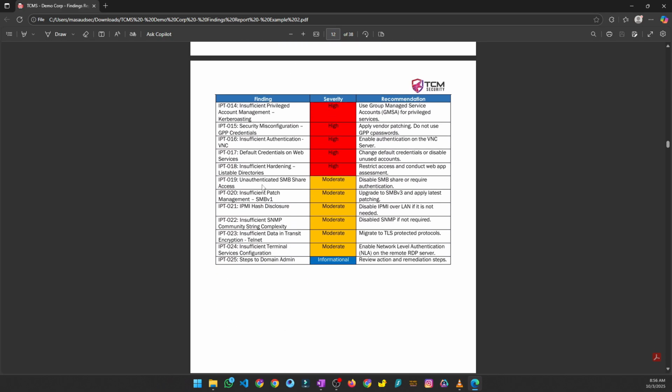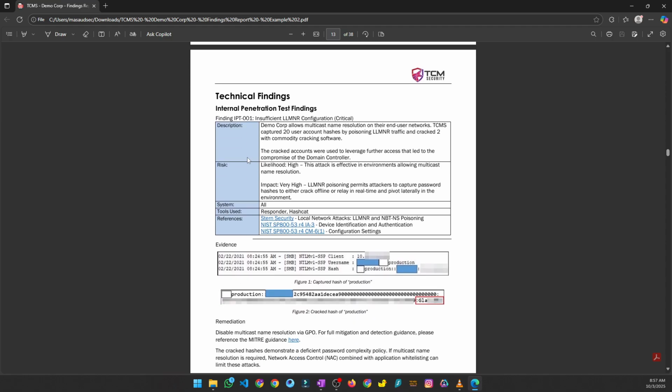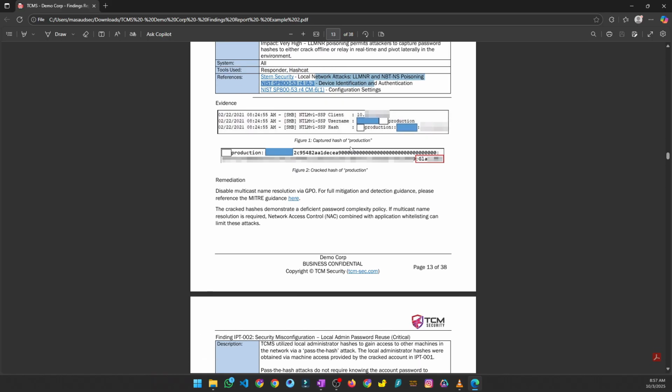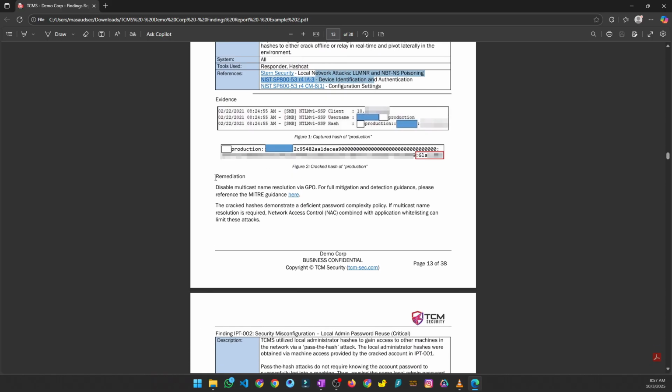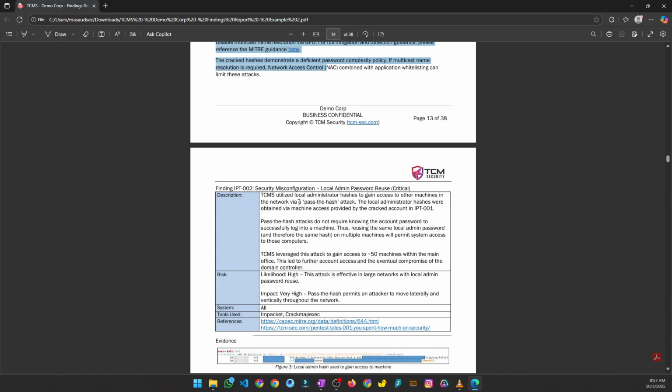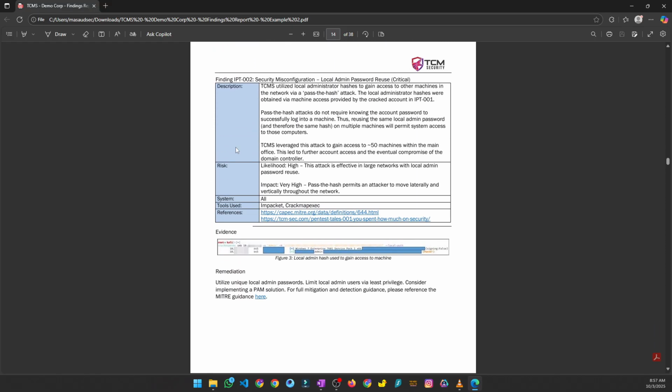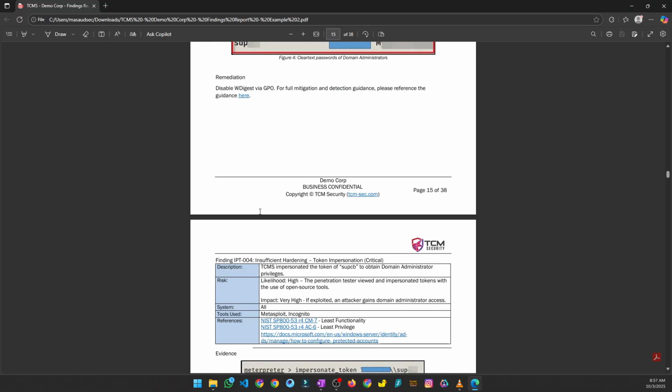You need to list all of them one by one, and then you are going to tell them about each vulnerability one by one. So this is the first finding, and the description about the vulnerability, the risk about the vulnerability, the system, what kind of tools you have used, the references, some evidence, and remediation, that is, how to fix this vulnerability. This is how this thing works.